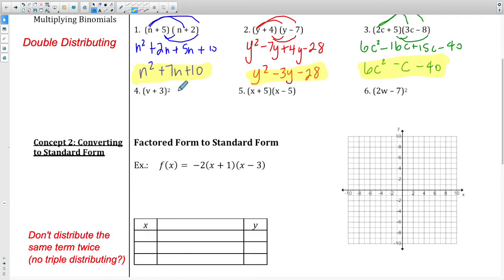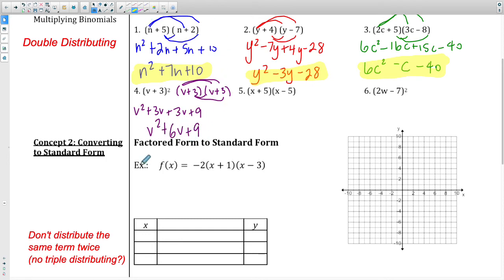Now remember that when we have something taken to a power of 2, that means times itself, right? And so what I'm really doing on this problem is I'm taking v plus 3 times v plus 3. Now I'm going to do the same thing with my double distributing. So I'm going to get v squared plus 3v, and then the other one, another 3v plus a 9. So I just multiplied those, and then I multiplied those. And once again, I have to add my two like terms together, and that gives me a 6v for my middle term.